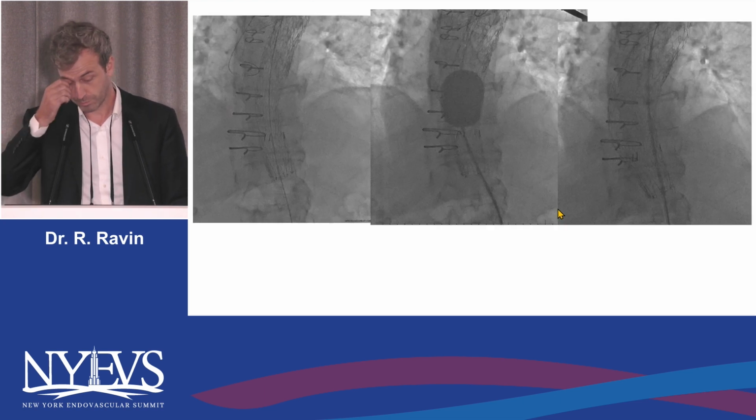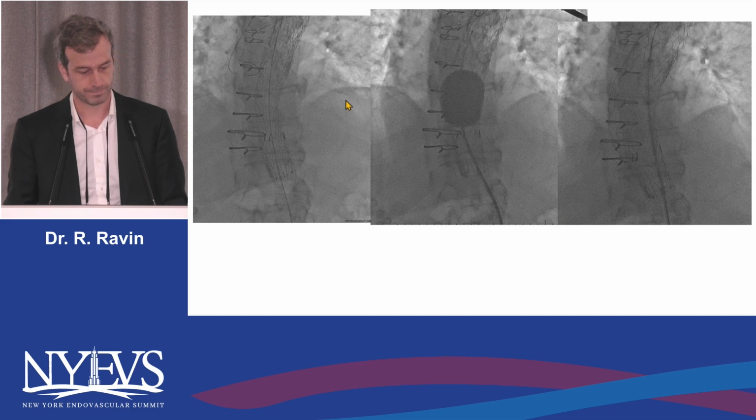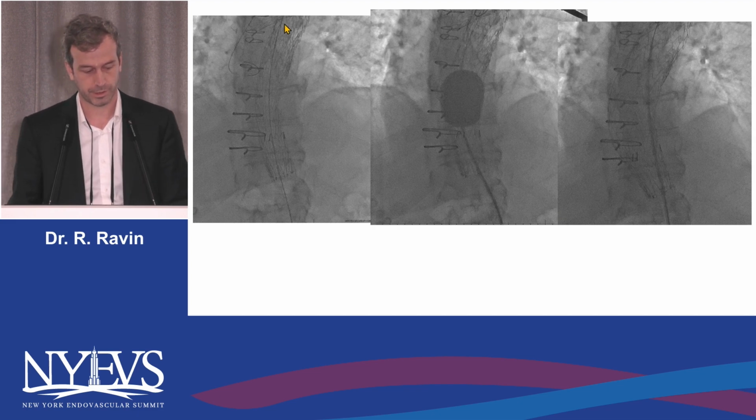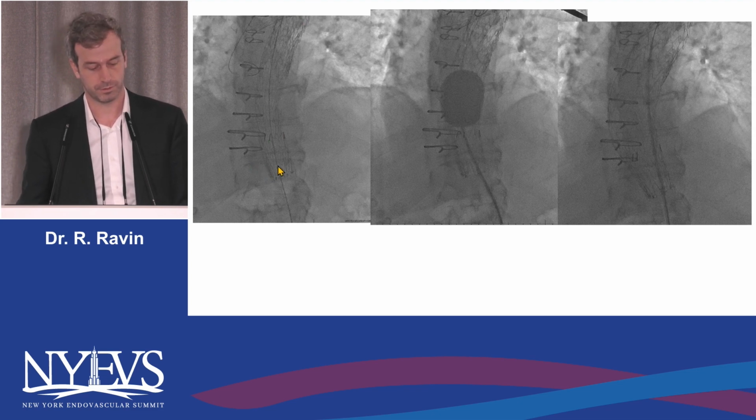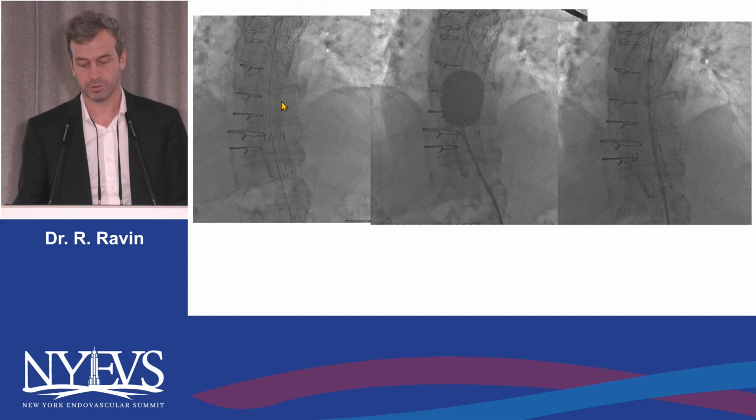So this is actually one of my cases from last year. And you can see that this is kind of an AP projection, and I want you to look at the sternal wires because they're a nice reference point. And you can see in this first picture, we have an aortic stent graft, which is deployed in the true lumen to some diameter, which I can tell you is constrained by a septum and a false lumen.